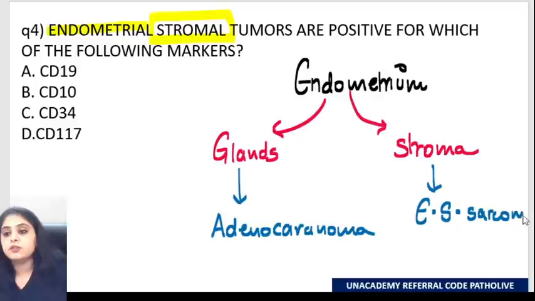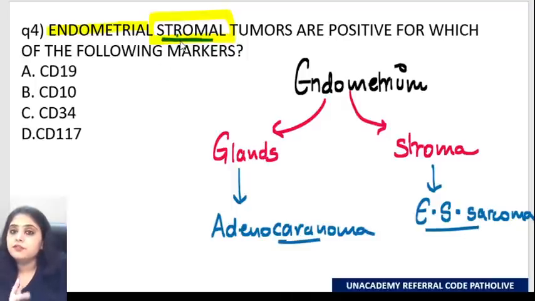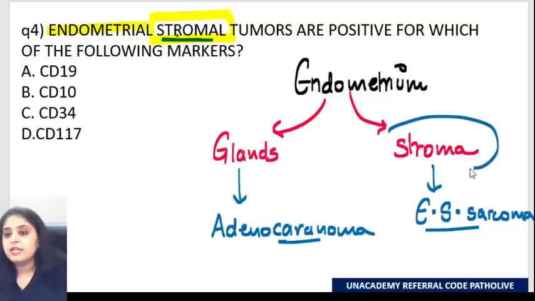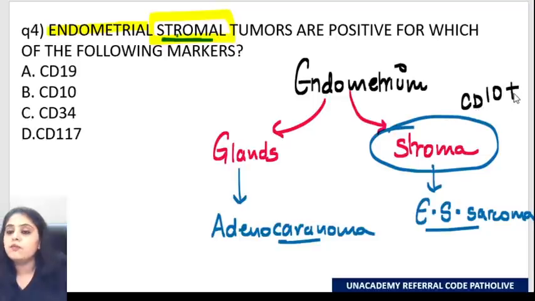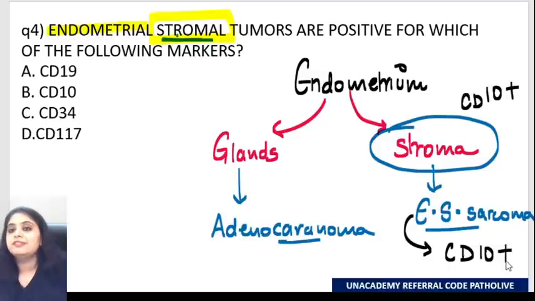Stromal tumors are referred to as sarcoma. Glandular tumors are referred to as carcinoma. Here they want you to know that if you have a carcinoma or some kind of a tumor, you want to find out whether it is from the stroma or not. So which is the stromal marker? Let me tell you, endometrium stroma is CD10 positive. So obviously endometrial stromal tumors will also be CD10 positive. So the answer over here is CD10.